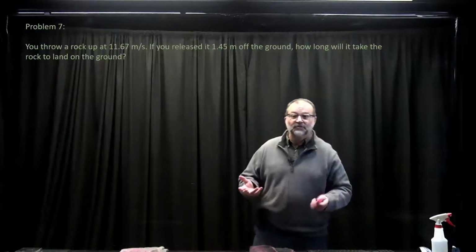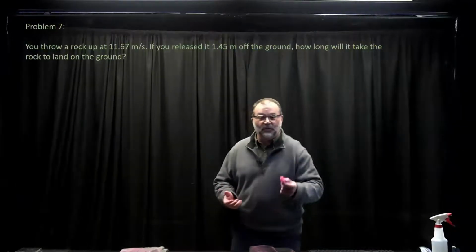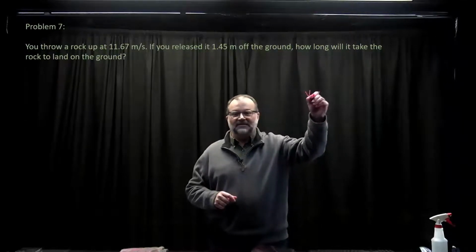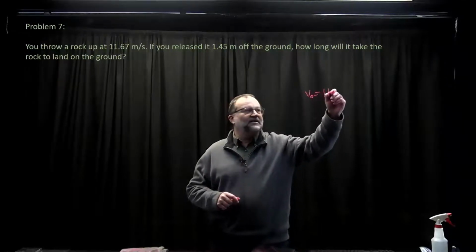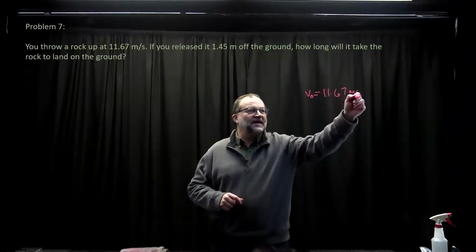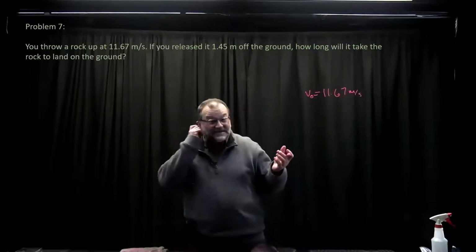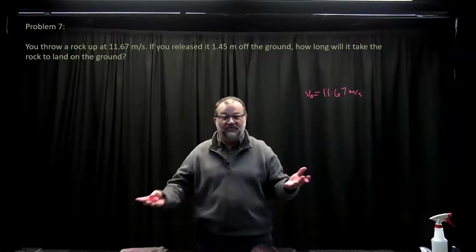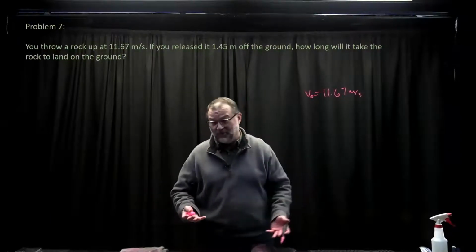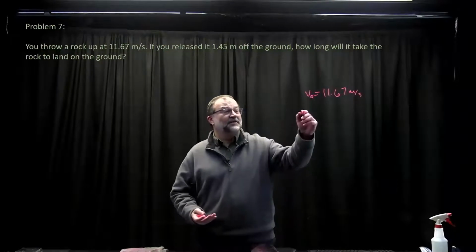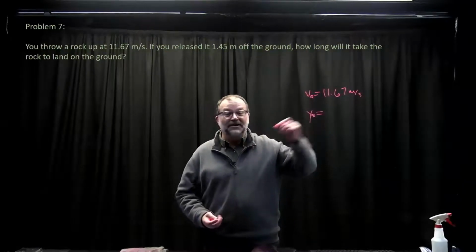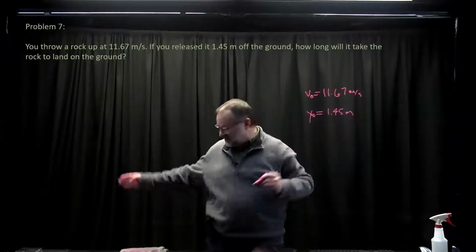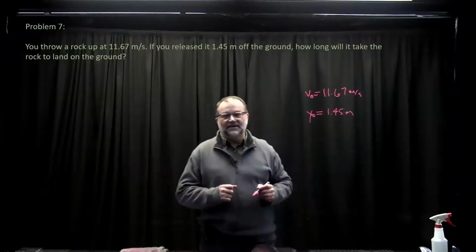In problem 7, you throw a rock up with an initial velocity of 11.67 meters per second. In this problem you're not releasing it on the ground, because that's not where your feet are. When you throw something, you throw it from a little higher than that. So we have an initial Y position of 1.45 meters, about like that, right?